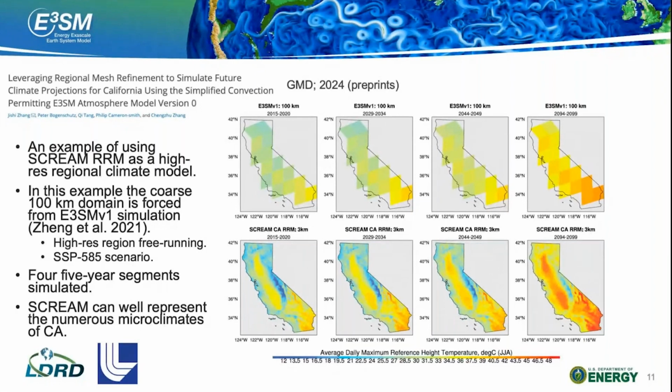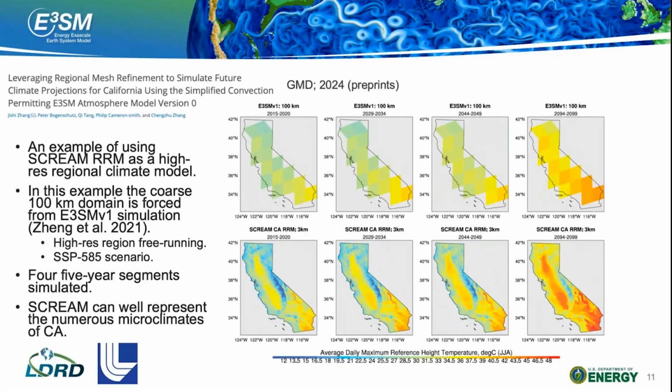In this particular example, we took advantage of the regional nudging infrastructure and nudged the outer domain to an E3SM V1 future projection simulation. Specifically, we used the SSP 585 scenario that was originally run in E3SM by Shuai Zhang in 2021. Then 4 5-year segments from this 2015-2100 timeframe were selected and simulated.